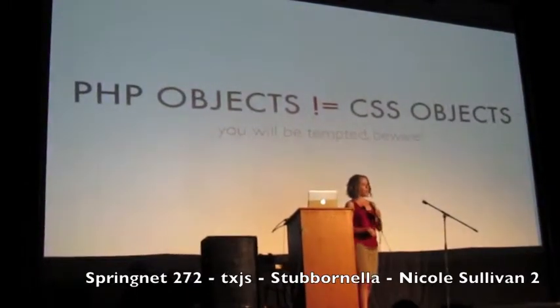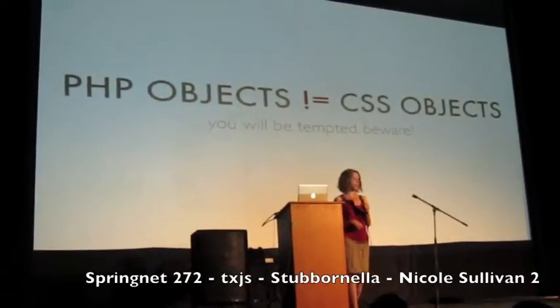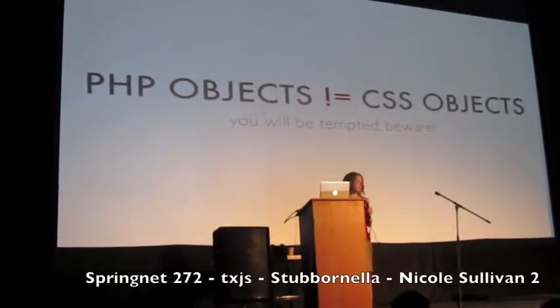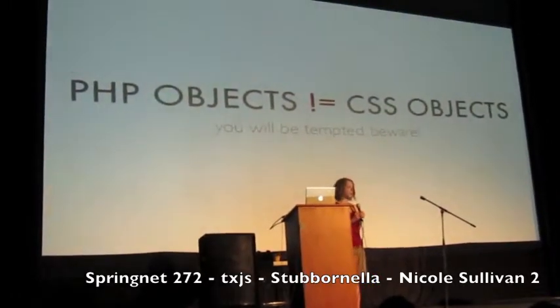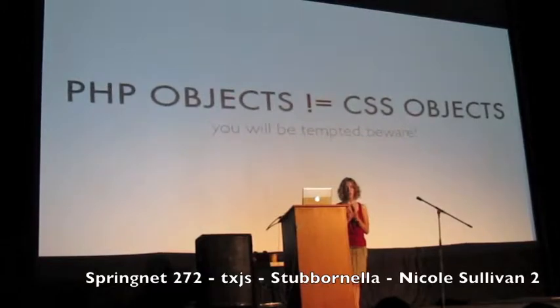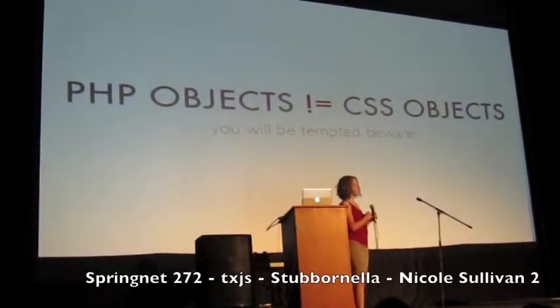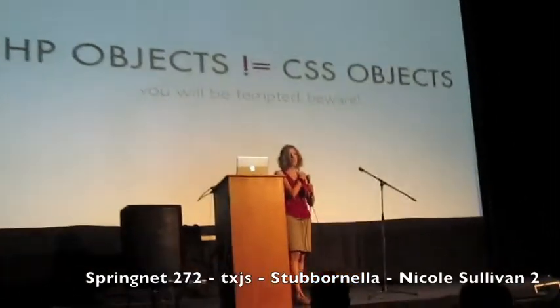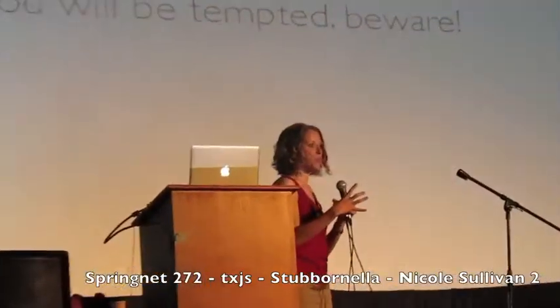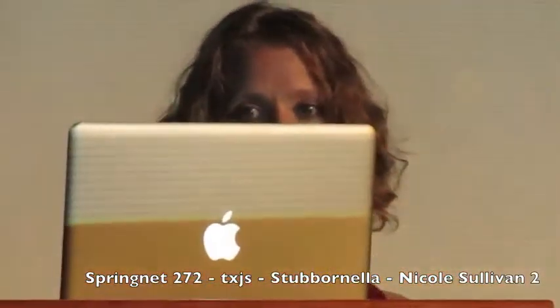One important thing, PHP objects are not equal to CSS objects. CSS objects are generally going to be much, much, much more granular than PHP objects. Especially if you're from an engineering background, you're going to be so tempted to make one PHP object equal to one CSS object. Don't do it. Don't do it. Resist the temptation.